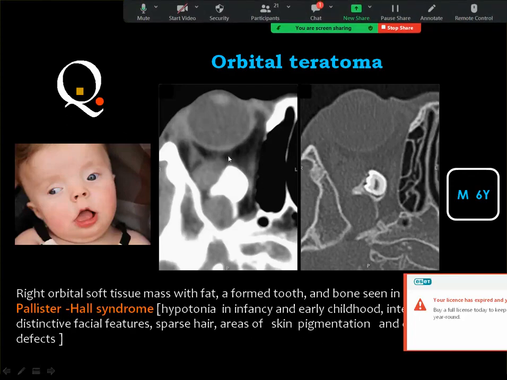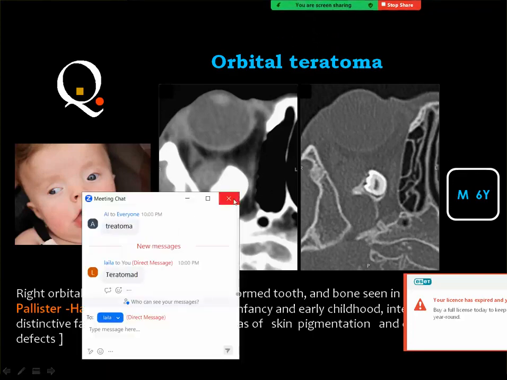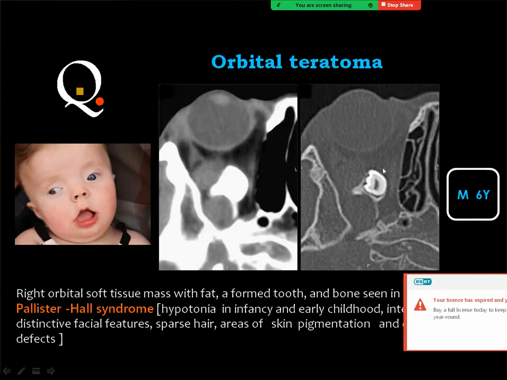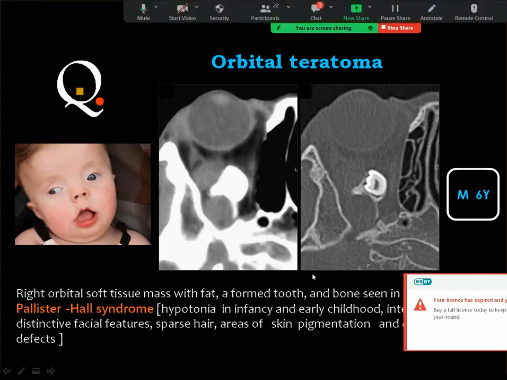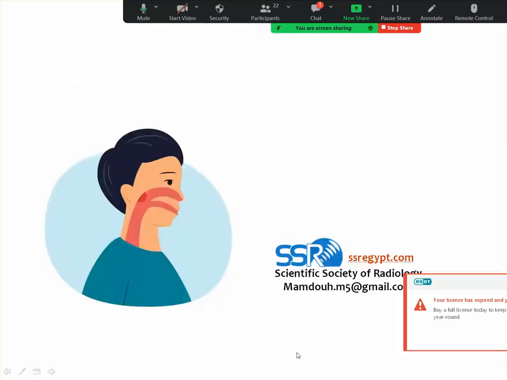Usually you get a cystic lesion with an intracystic fat fluid level sometimes, but the fact that you can see tooth derivatives and so on, this is a little bit rare.